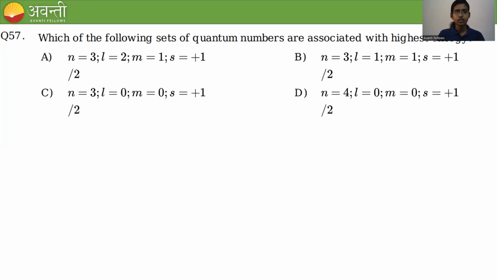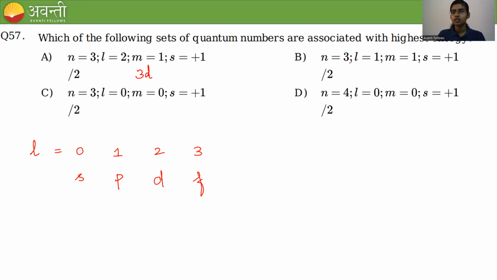The n value for the first option is 3 and the L value is 2. If L value is equal to 0, then it corresponds to the s orbital, right? If L value is equal to 1, then it is the p orbital. If it is equal to 2, it is the d orbital. If it is equal to 3, it is the f orbital. This is how we have to take the respective orbitals. And here the L value is 2. So it is the 3d orbital.